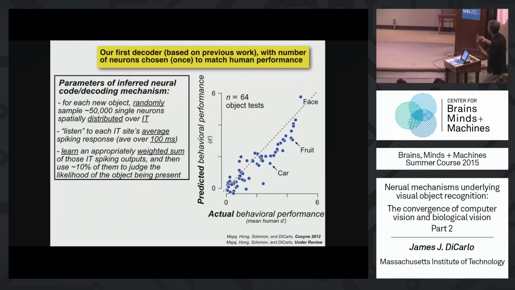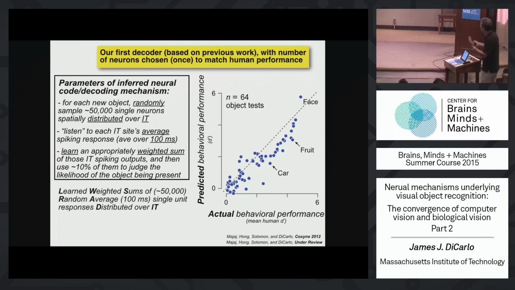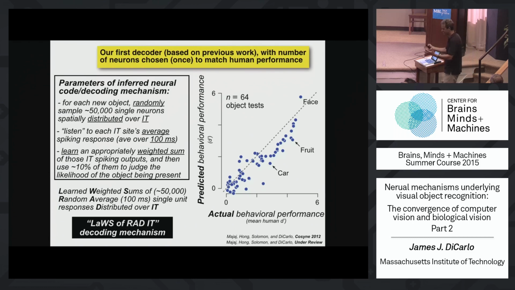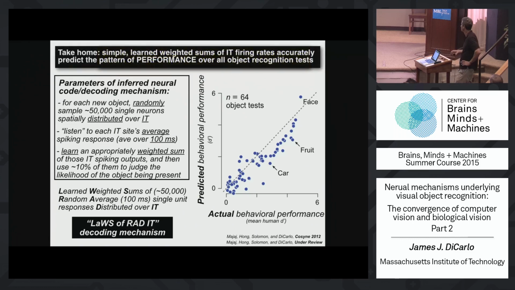But this is trying to map it to neuroscientist language from these decoder versions out of IT. So this is a model of learned weighted sums of 50,000 random average 100 millisecond single unit responses distributed over all IT. There's a bunch of stuff in here that your model is encapsulating. That's still too long, so I made a little acronym out of it, and I call it LaWS of RAD IT decoding mechanism. So this is just to say there's a hypothesis of how everything might work that can now make predictions for other objects and could potentially be falsified.